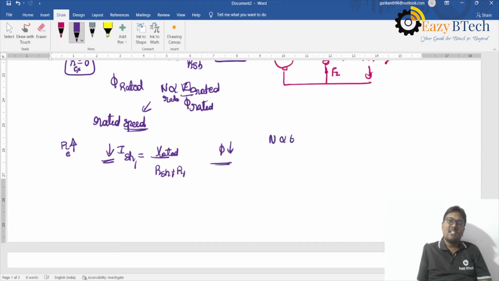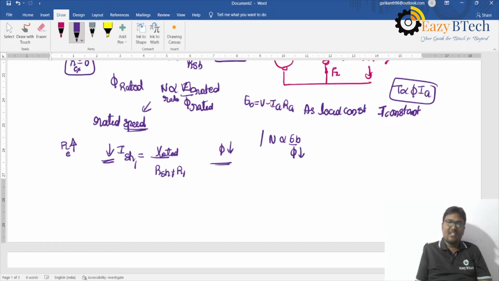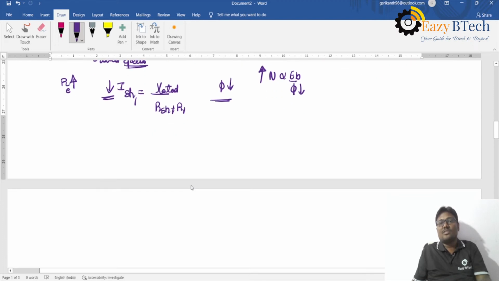We have one relationship: N is proportional to EB by phi, and EB is equal to V minus IaRa. As I am telling, the load is constant. Load is constant means torque is constant. So load torque is constant. So torque is directly proportional to flux into Ia. Okay, so as flux decreases, what happens to the speed of the DC shunt motor? The speed of the DC shunt motor increases.